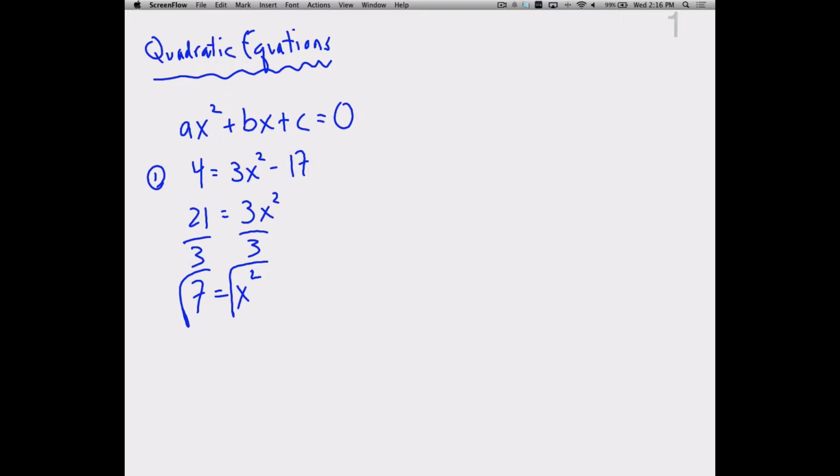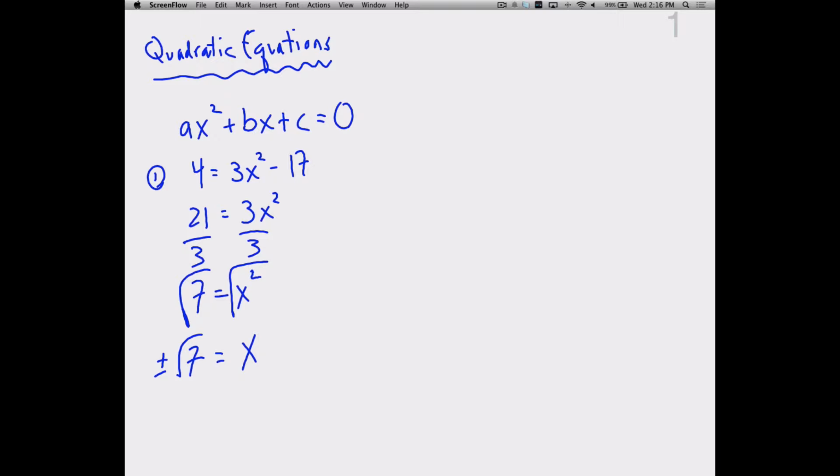Awesome. Let's do the right side first. What's the square root of x squared? X. Think carefully before you answer. What's the square root of 7? Nope. It's a quadratic. Plus or minus the square root of 7. Need to have 2 answers there.